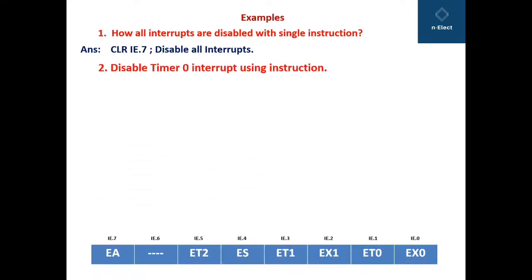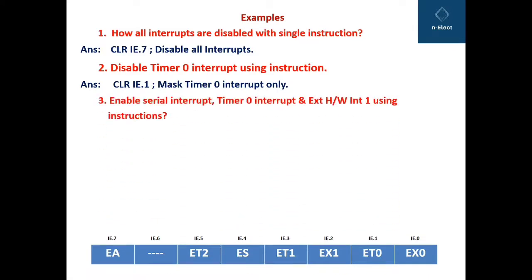Moving on to the second example, disable the timer 0 interrupt using an instruction. Now the timer 0 interrupt is ET0, that is bit IE.1. So here the instruction is CLR IE.1, that is mask the timer 0 interrupt only.